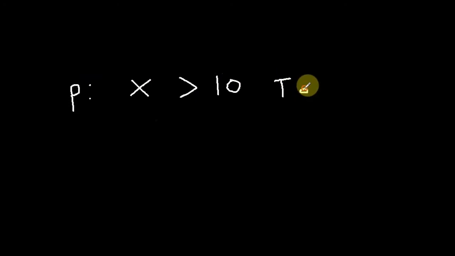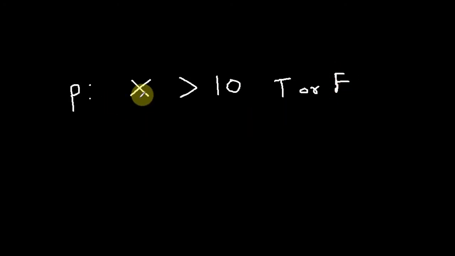Let's say I have a statement which says x is greater than 10. This makes sense. This is a proposition. I can give it a variable name P. But you see, I don't know what x is. If I don't know x, how can I say whether this is true or false? There is no way to know.